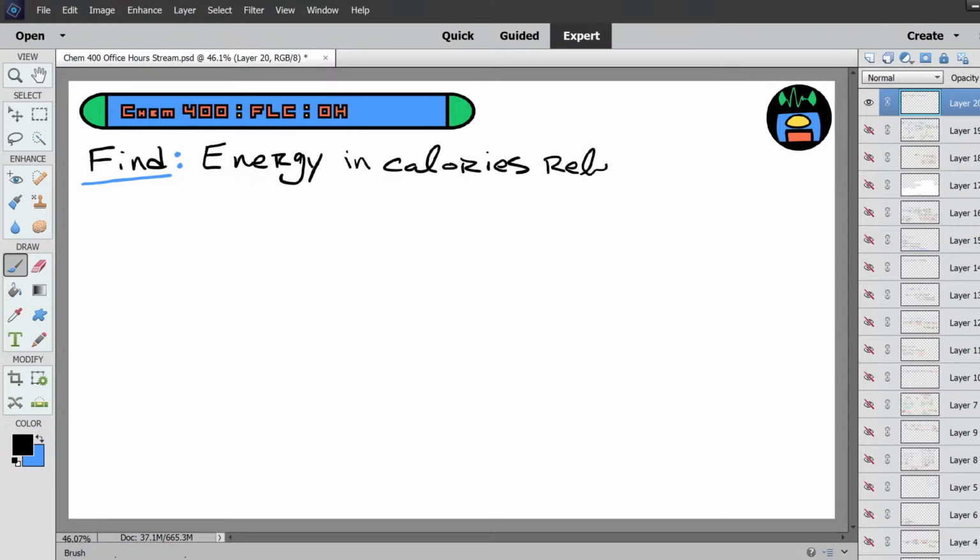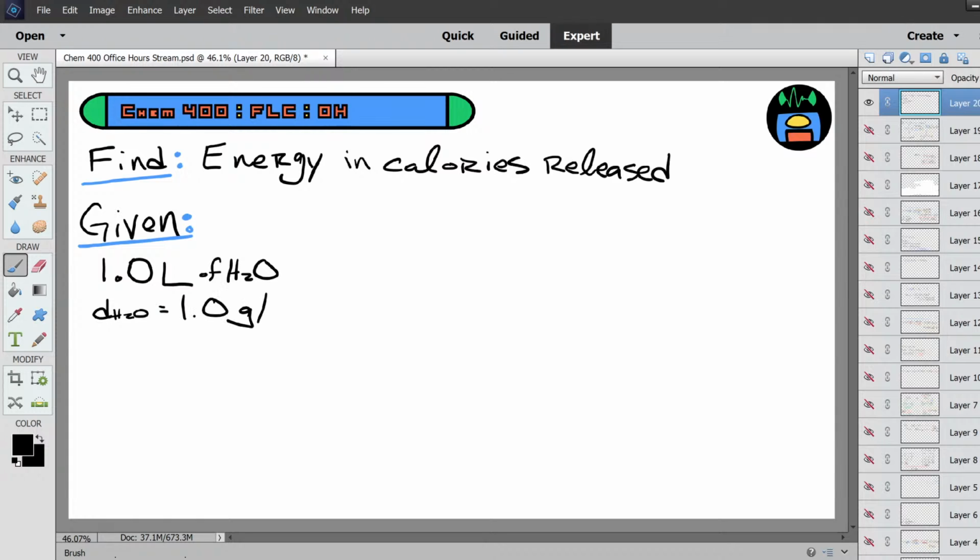Released by the chocolate bar. And let's see what we're given. All right. Again, I'm just going to tweak things slightly. So we're given that we have, I'm going to say, 1.0 liters of water. We're told the density of water. We're told to use 1.0 grams per milliliter.